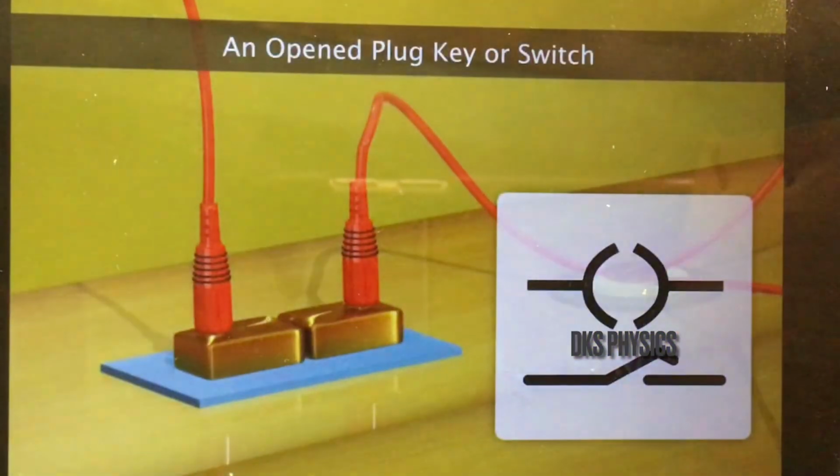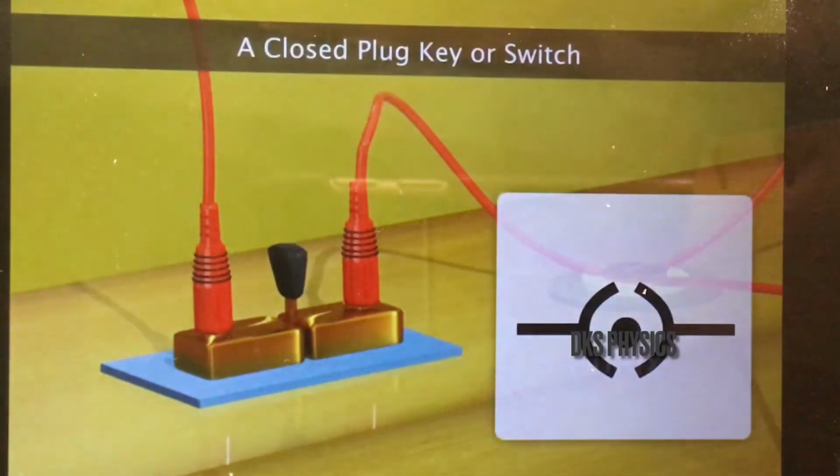A plug key or switch in open position is represented as two parentheses, as shown here. When we remove the central key, there is no supply of current. It is also represented as a broken line. A plug key or switch in closed position is represented as two parentheses with a dot, as shown here. When we insert the central key, there is a supply of current.